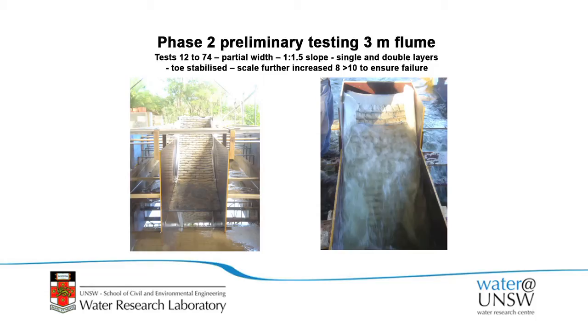We initially started at 1 in 8 scale at this, and then before we went to the full scale testing, we changed it to 10 scale because we still couldn't reliably fail the bags in this circumstance. And this is what it looks like in the flume with waves running up over the structure, potentially causing damage.